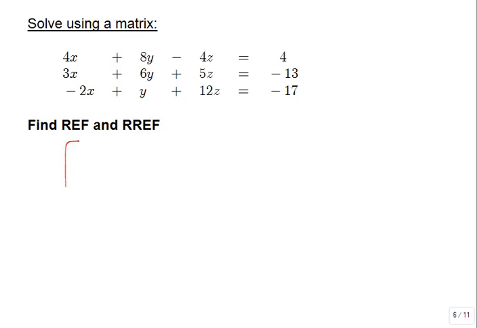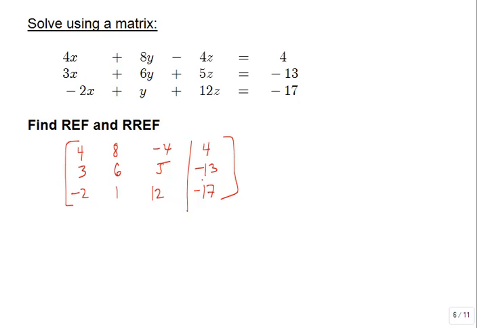So each equation becomes a row using just the coefficients. So this top equation, I'm just going to use the 4, the 8, the -4, and then on the other side of that line I'm going to put a 4. And I like to use that vertical line to separate where my variable terms are and where my constants are. You don't have to use that vertical line if you don't want to. The second equation gives me a 3, a 6, a 5, and a -13. And the last equation is a -2, a 1, a 12, and a -17.